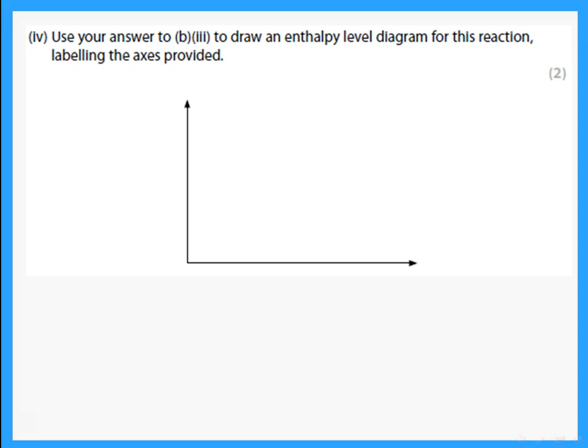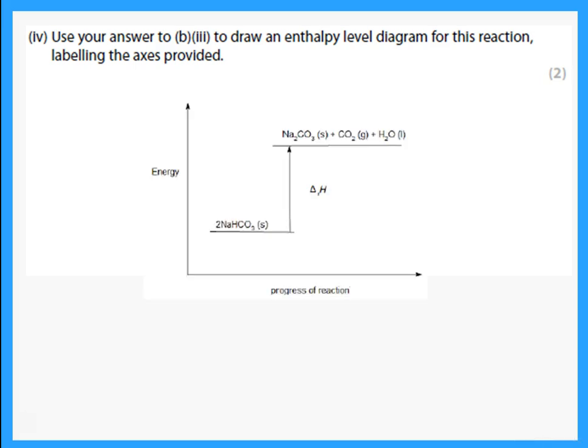Endothermic means the products are what? Endothermic means the reaction takes in heat. It means the products have higher energy than the reactants. So this is the kind of energy level diagram you should draw. You should put in what are the reactants, what are the products, where is the delta H of the reaction. Okay?